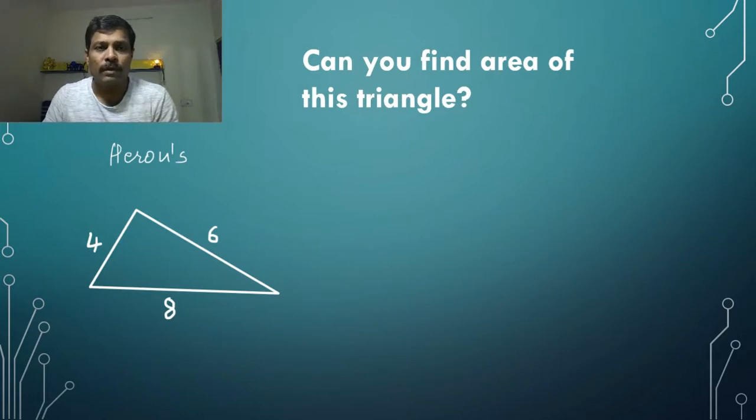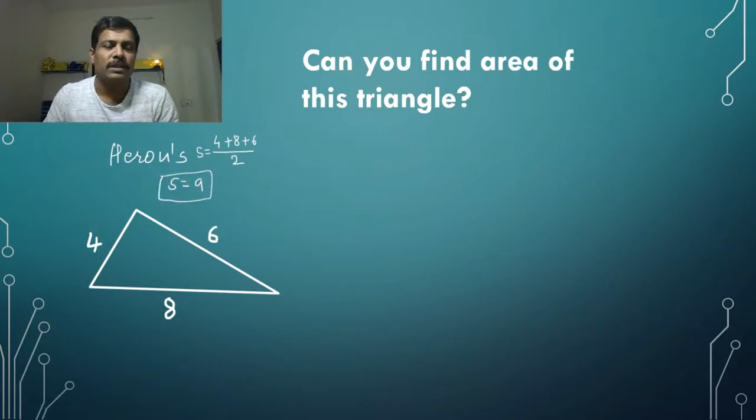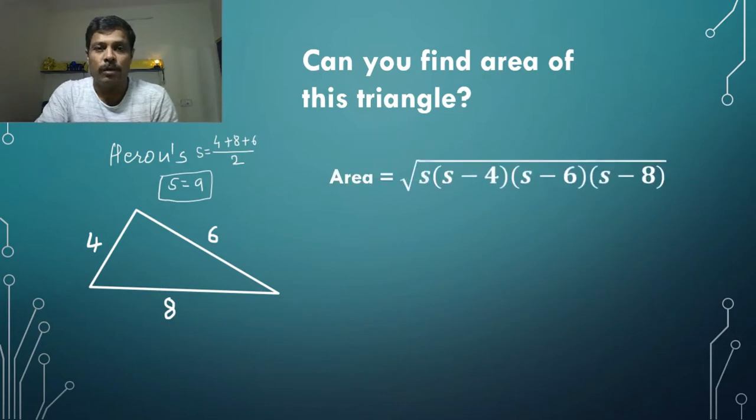To use that formula, first of all, find the perimeter. The perimeter means the sum of all the sides, that is 4 plus 8 plus 6, and divided by 2. So it is the semi-perimeter denoted by S. What will be the value of S? 12, 12 plus 6 is 18, upon 2, that is 9. So the value of the semi-perimeter of this triangle is 9. Now what is the formula? Area is equal to the square root of S into S minus the first side into S minus the second side into S minus the third side of that triangle.